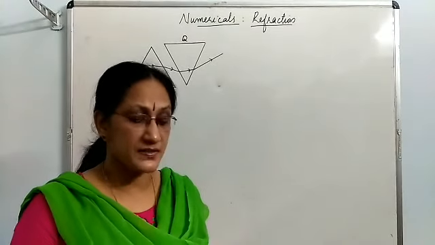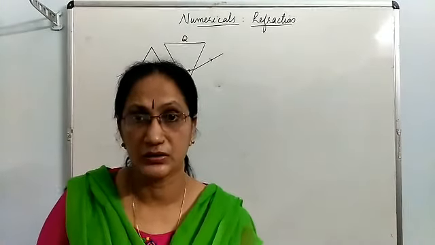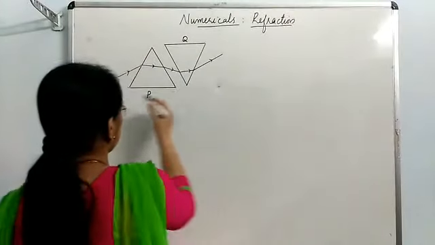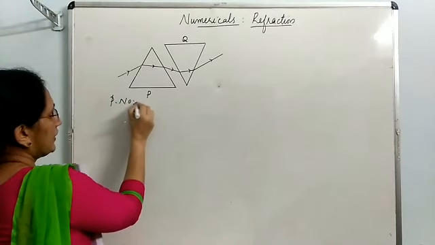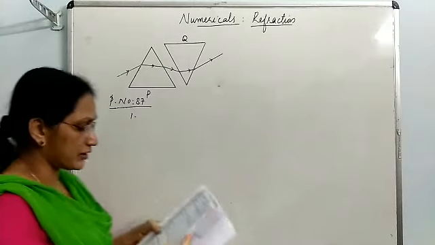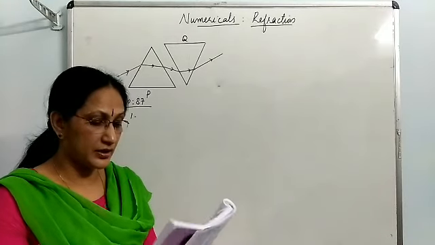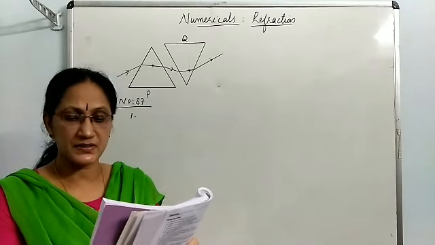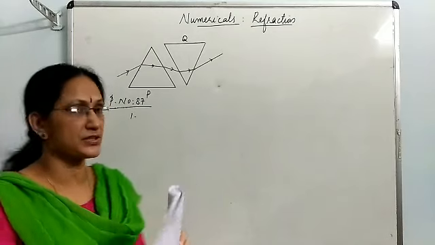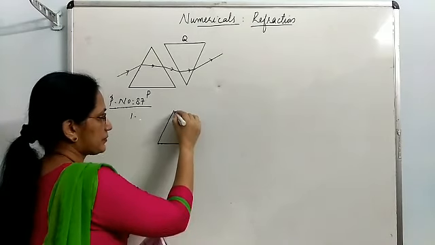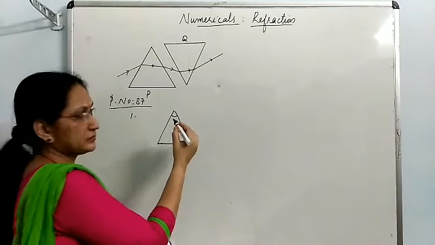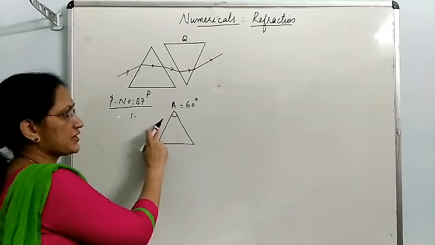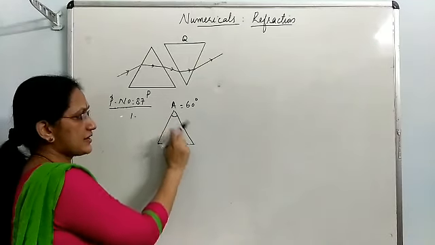Now page number 87, let us solve some numericals from that page. First question, page number 87, question number 1. A ray of light incident at an angle 40 degree on an equilateral prism suffers minimum angle of deviation. That means this is the prism. It is an equilateral prism, so this angle of prism is 60 degree. Equilateral prism means all the three sides are equal, three angles are 60 each.